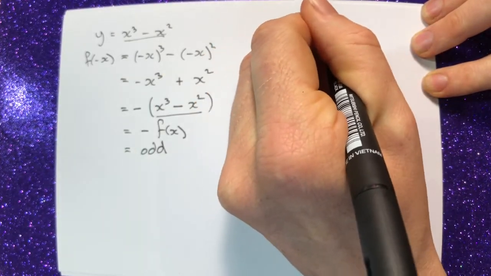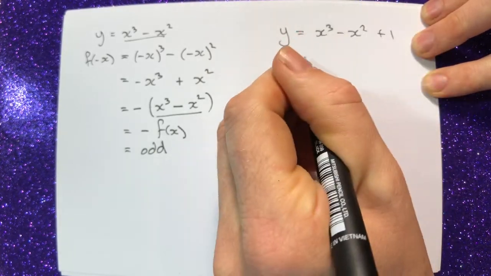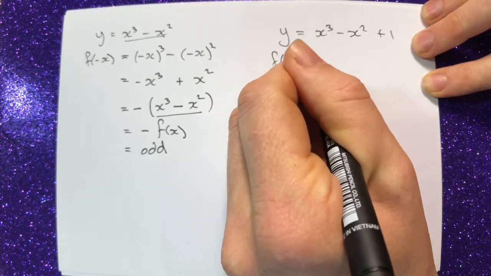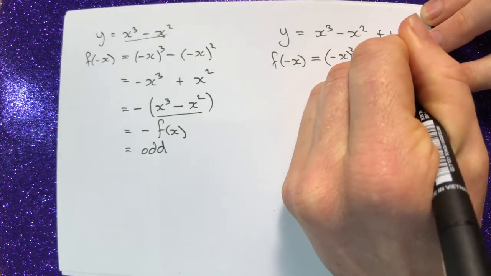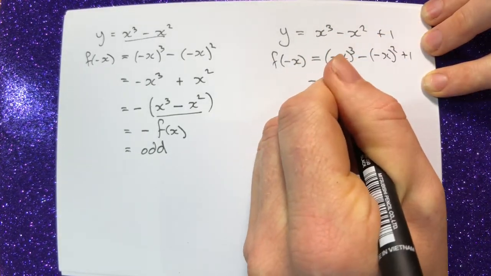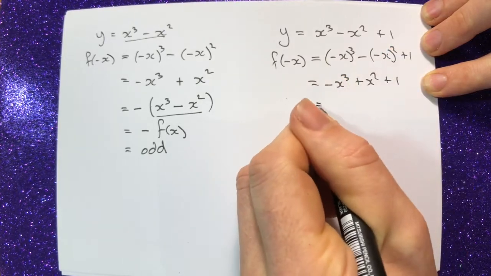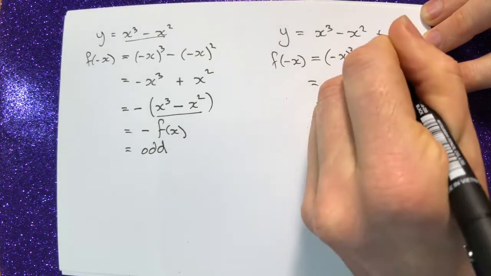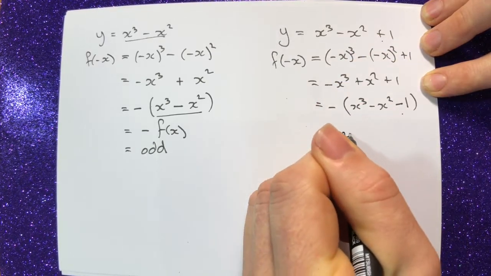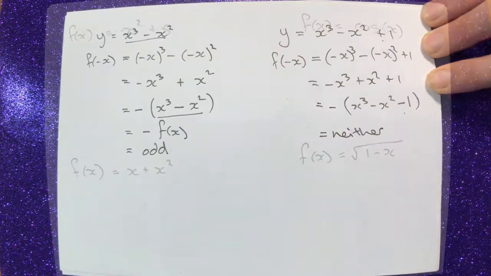In the last example, I'm taking the same equation, but I'm putting a +1 at the end. As you see what comes up next, I plug it in, get rid of the brackets, and it doesn't equal the original because of the plus and the minus in the wrong spot. Factorise the minus, it still doesn't equal the original, making it neither odd nor even.